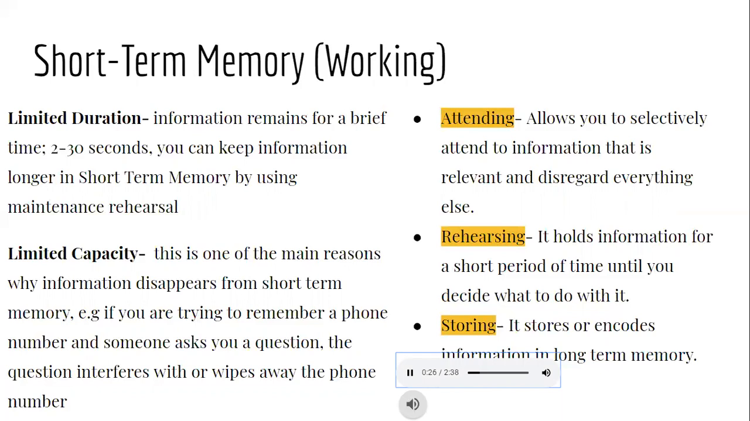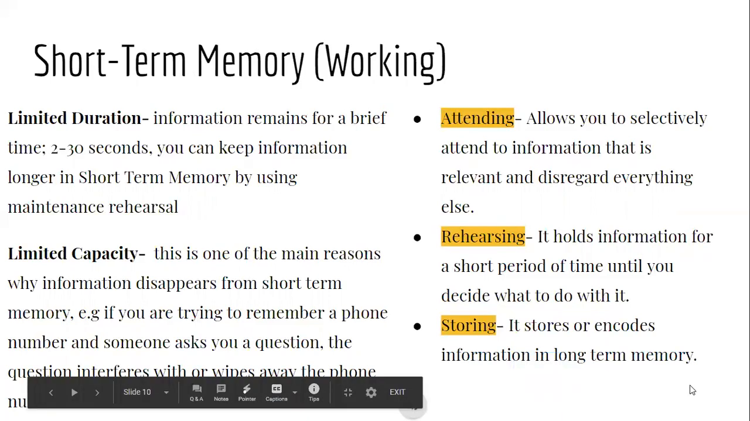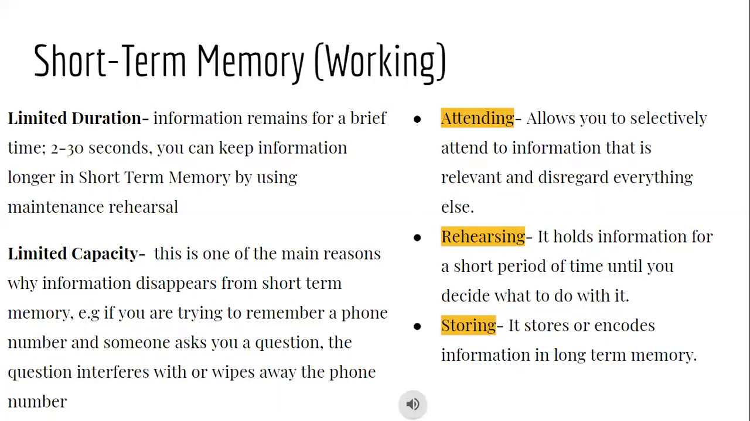Example, if you are trying to remember a phone number and someone asks you a question, the question interferes with or wipes away the phone number. Also, it allows you to selectively attend to relevant information and disregard everything else. Also, it holds information for a short period of time until you decide what to do with it. It stores or encodes information in long-term memory.